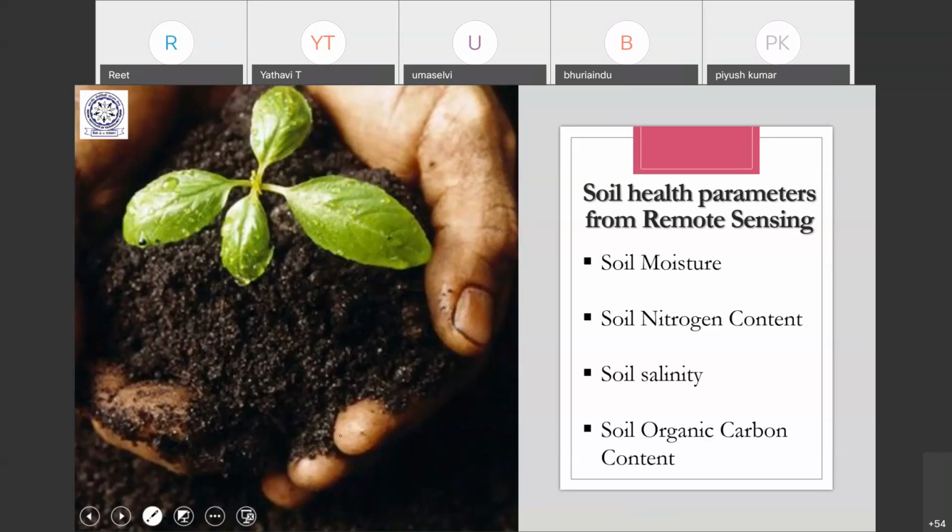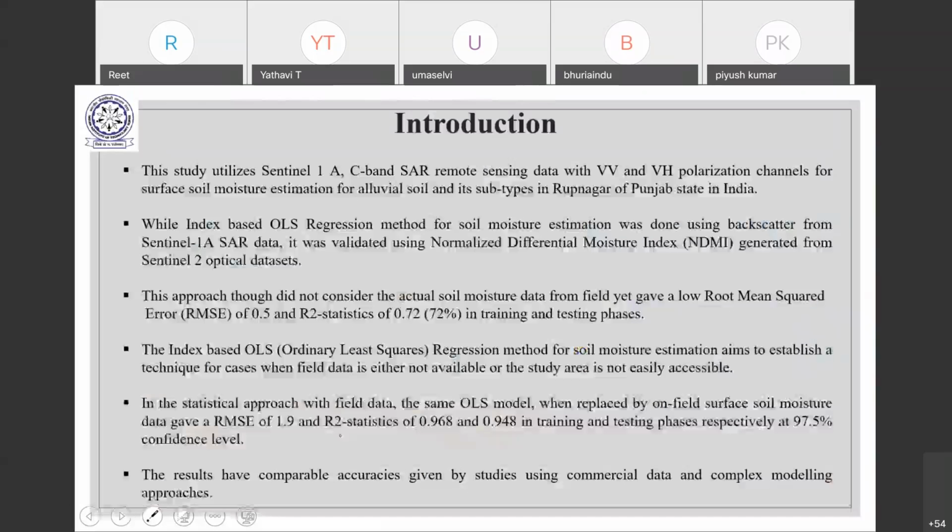So this study utilizes Sentinel-1A C-band SAR remote sensing data with VV and VH polarization channels for surface soil moisture estimation for alluvial soil and its subtypes in Roopnagar of Punjab state in India. An index-based OLS, that is ordinary least square regression method for soil moisture estimation, was done using backscatter from the Sentinel-1 SAR data. It was validated using normalized difference moisture index NDMI generated from Sentinel-2 optical data.